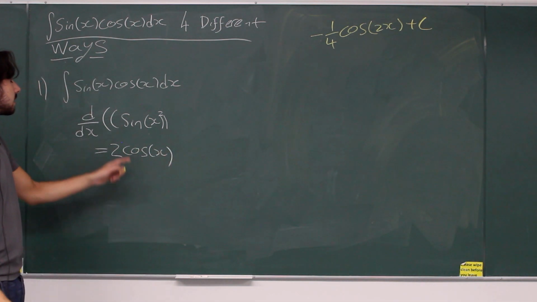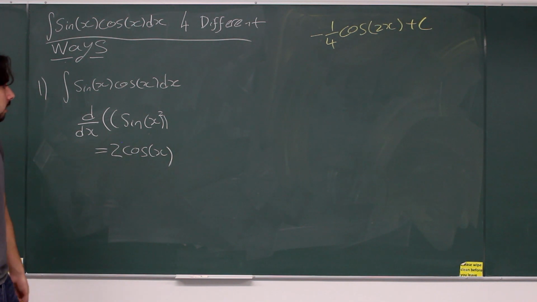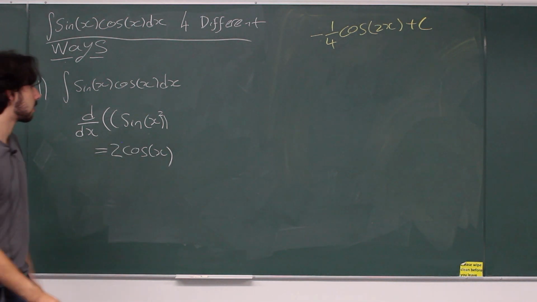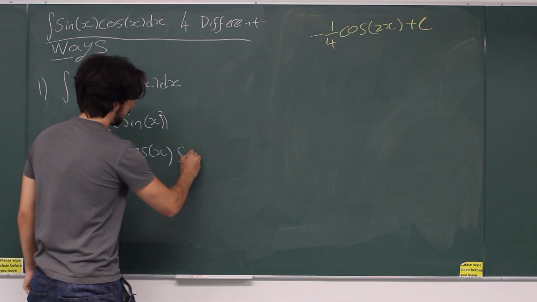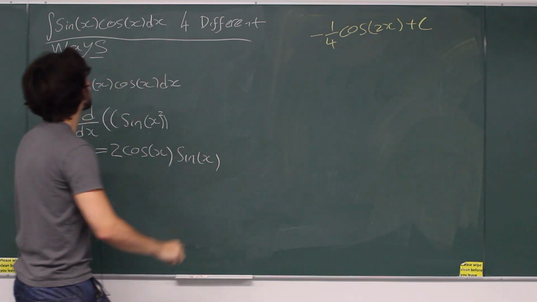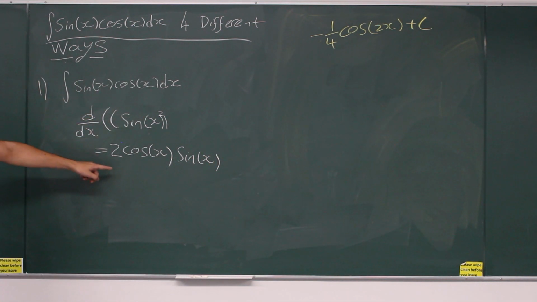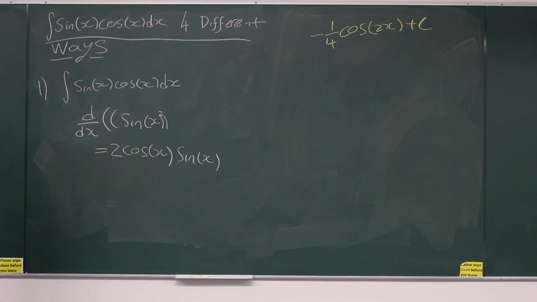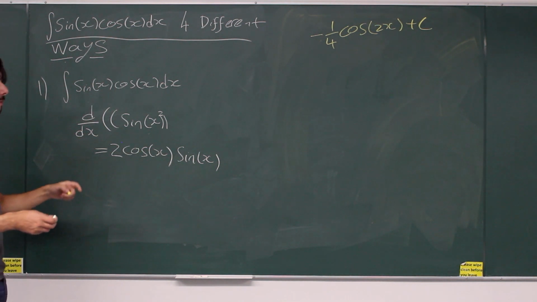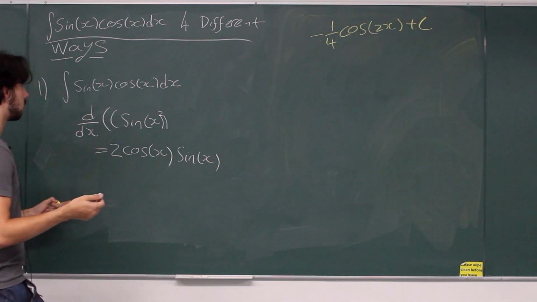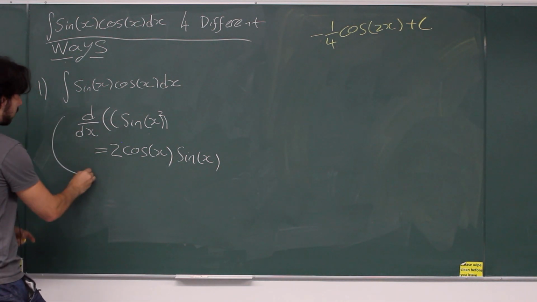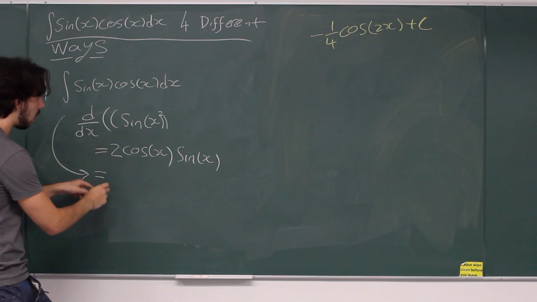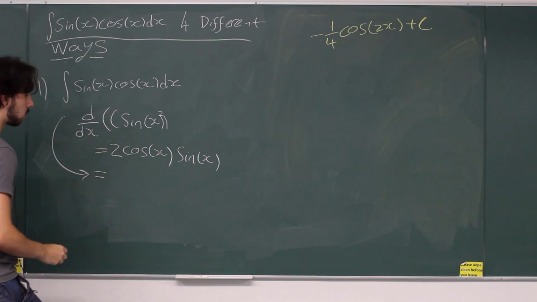And then I would need to take 1 off the power, so it would become sine, just sine on its own. But guys, look at this. This is just twice the integral. So that means that via the reverse chain rule, this integral should be equal to half of sine squared x.